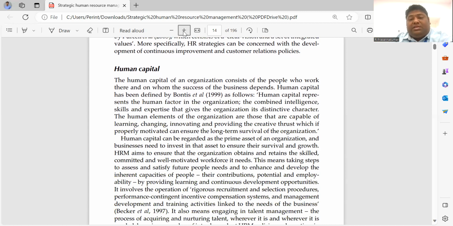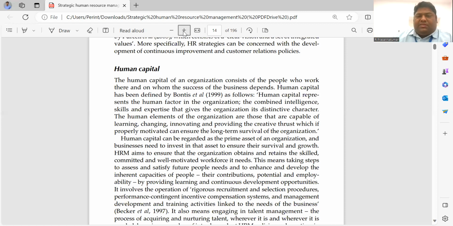Now see human capital. Human capital of an organization consists of the people who work there and on whom the success of the business depends. Human capital was defined by Bontis in 1999 as follows: human capital stands for the human factor of the organization, the combined intelligence, skill, and expertise that gives the organization its distinctive character. The human element of organizations is capable of learning, changing, innovating, and providing creative thought, which, if properly motivated, can ensure the long-term survival of the organization.